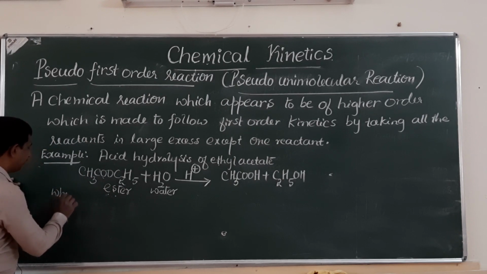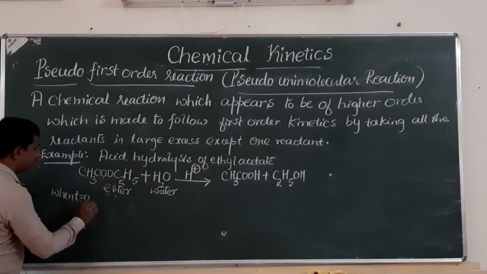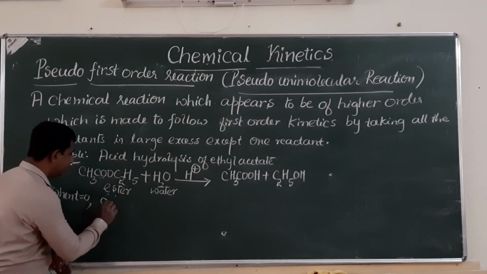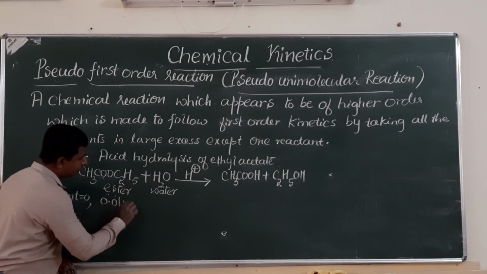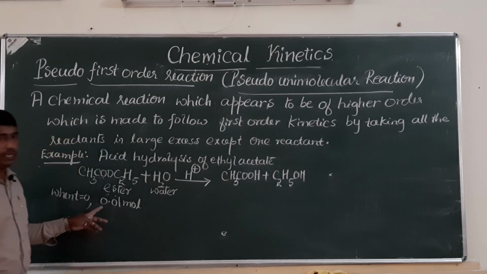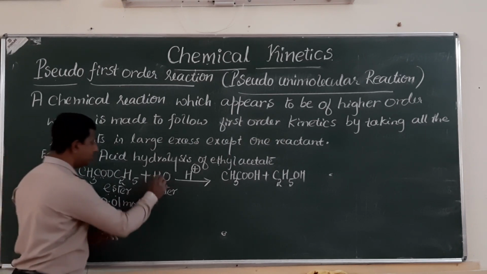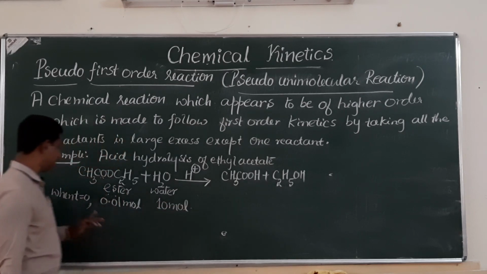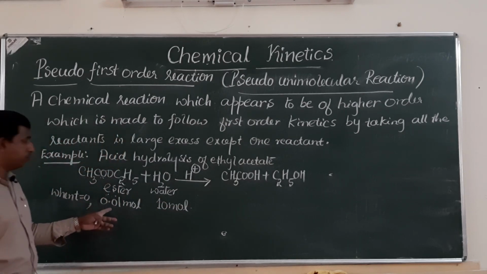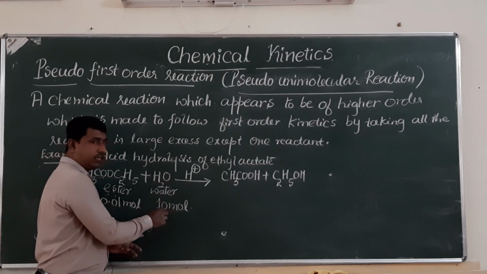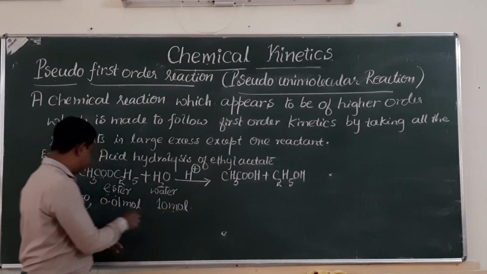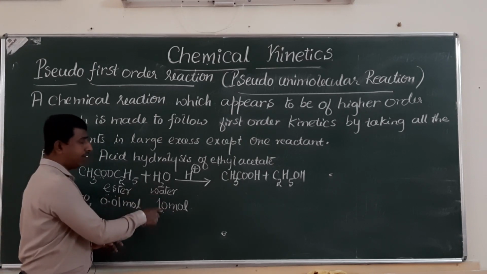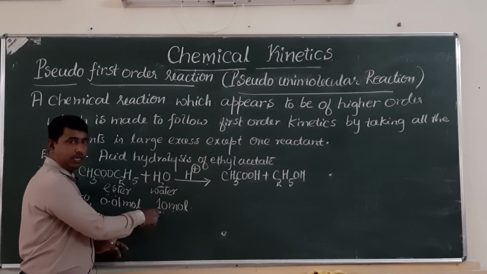See, when t equals 0, that is in the beginning, let the concentration of ester be 0.01 mole. Concentration of water, let it be equal to 10 moles. So ester is in very little quantity, 0.01, and water is present in larger quantity, equal to 10.